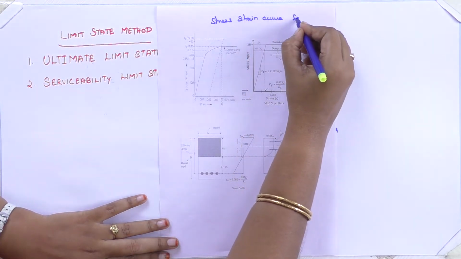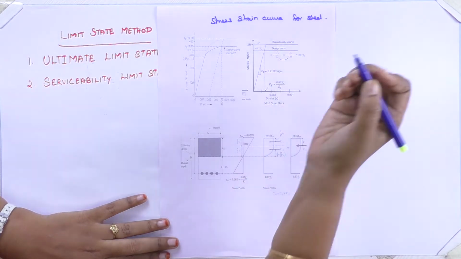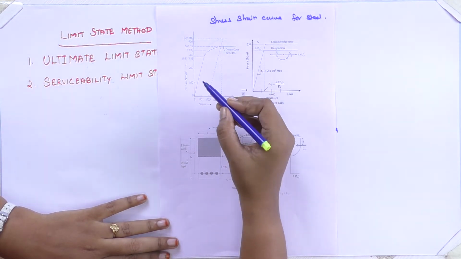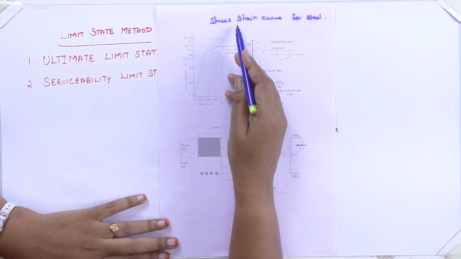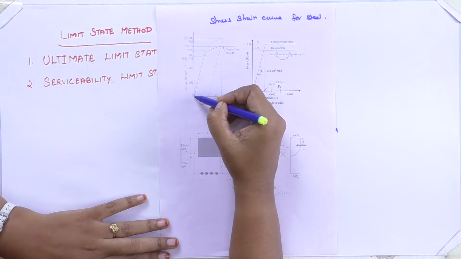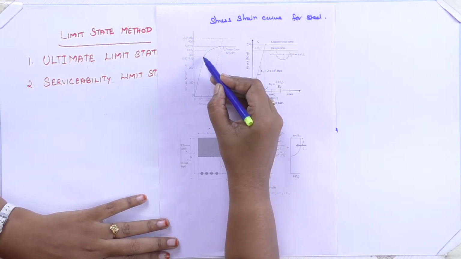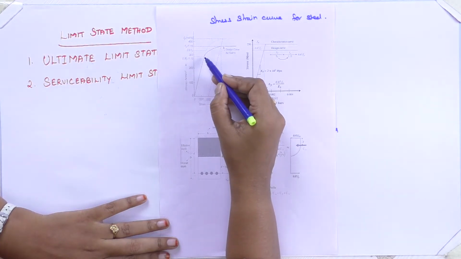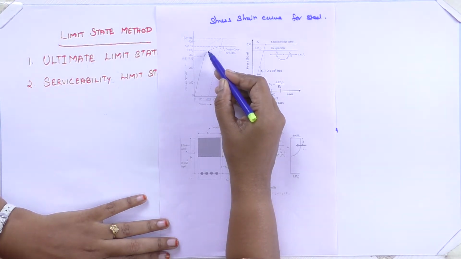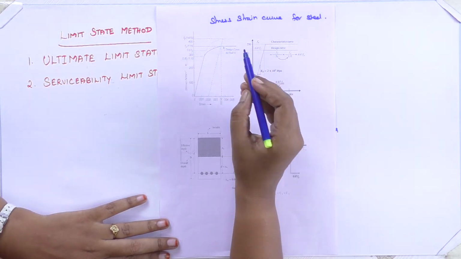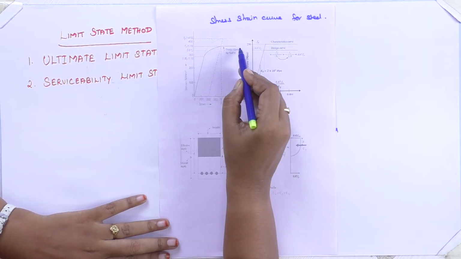Stress strain curve for steel. The same curve, x-axis strain and y-axis stress. You can see the difference. For the steel member, it will be linear till the yield point is reached. After the yield point, it will be subjected to drastic yielding. It will show you some parabolic curve. After getting your ultimate level, it will drastically change down.